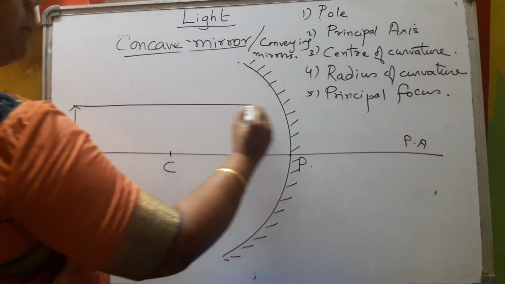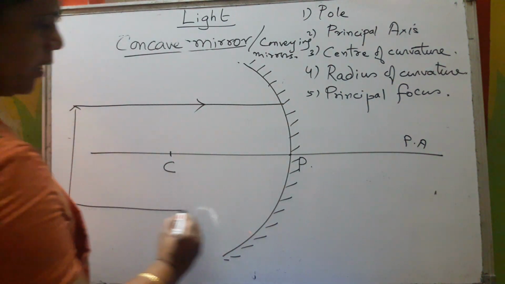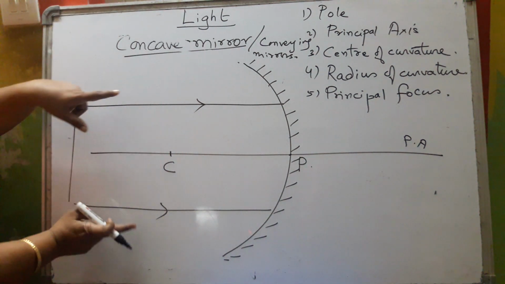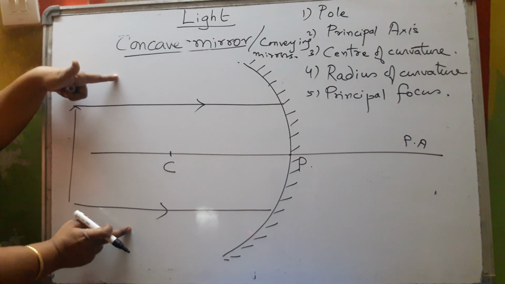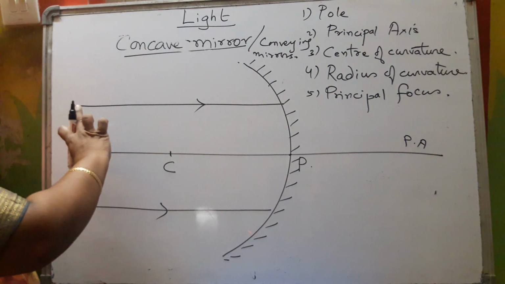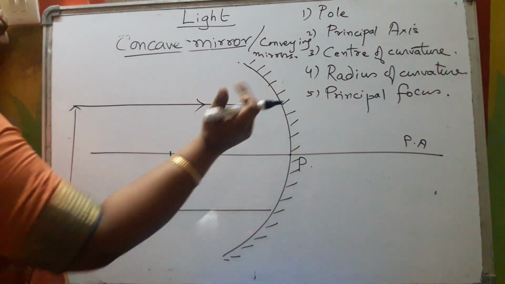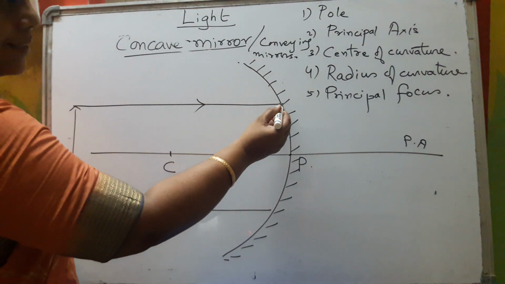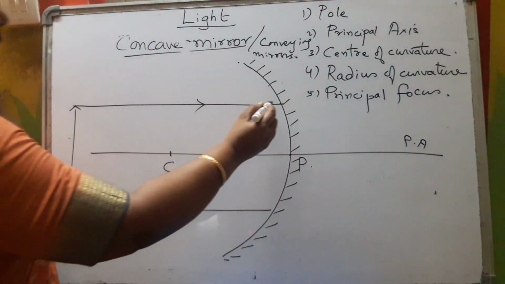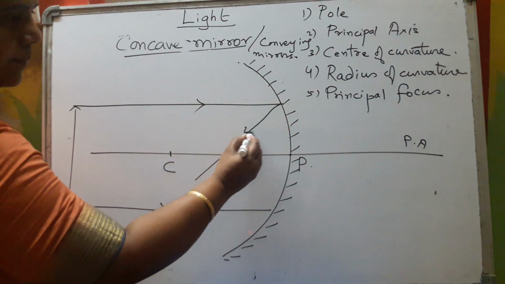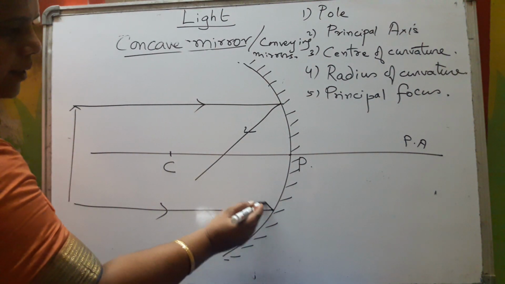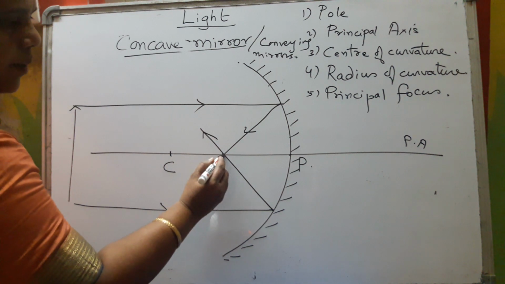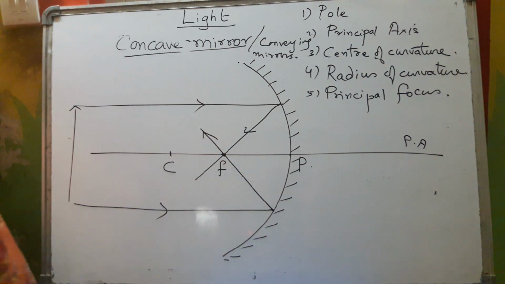Consider two rays moving parallel to the principal axis. Children, I am drawing two rays parallel to the principal axis, one above the principal axis and one below it. It goes like this. Ray of light moving parallel to the principal axis hits the concave mirror and gets reflected and comes back like this. For this incident ray, it hits the mirror and gets reflected this way. They both meet at this point, and that point is termed as focus.